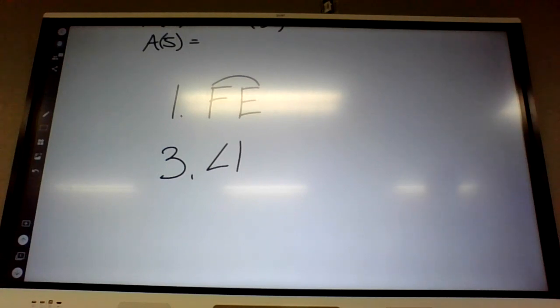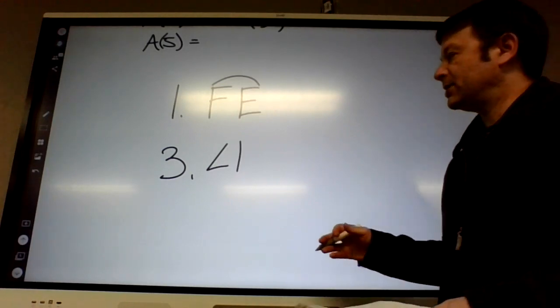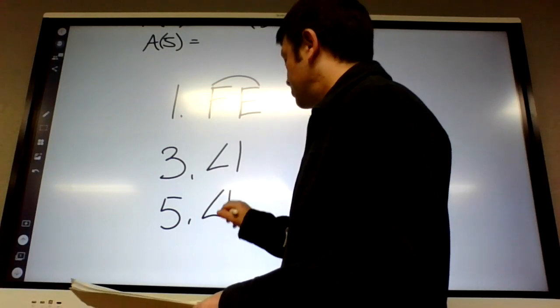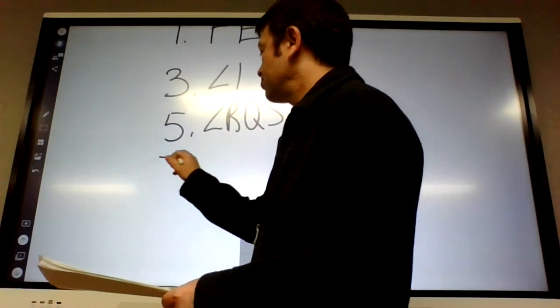On number 5, Kyle says arc RS. So what's the central angle that goes with arc RS? Q. Yeah, let's go ahead and call it angle RQS. But technically, since there's only one angle in there, you could call it angle Q. Got it right, Kyle.